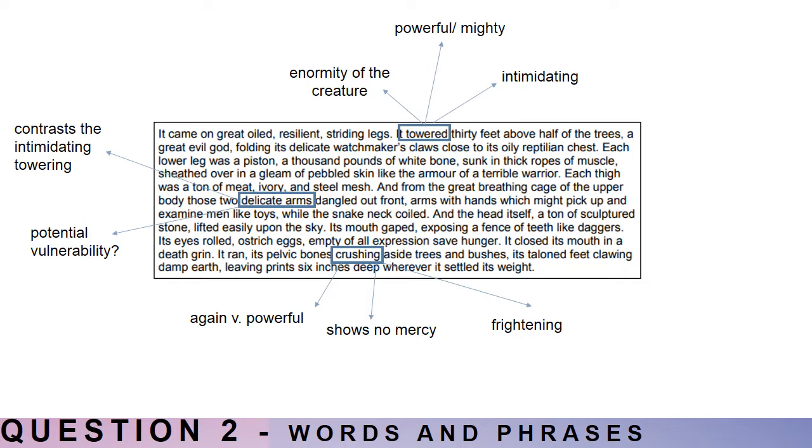So that's how we might start to identify words and phrases within the extract. And it's important that before we start writing, we give ourselves approximately 2 minutes to start highlighting or underlining and just jotting down brief notes about what we might say regarding the words, the phrases, the techniques that we're picking out. So we've got words and phrases.